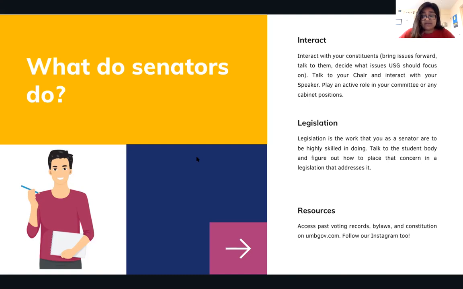There are also many resources for you. You can access past voting records, bylaws, and the Constitution on umbgov.com. Follow our Instagram too. And of course, you can always come to any of us. You can come to me, your speaker. You can go to Ramla, your vice speaker. You can go to your chair. If you don't feel comfortable speaking to any of us, there's a ton of people you can talk to.